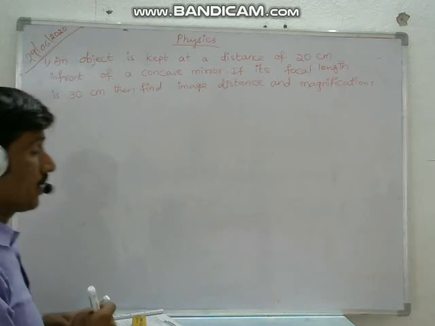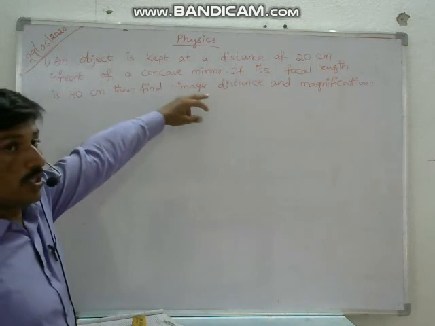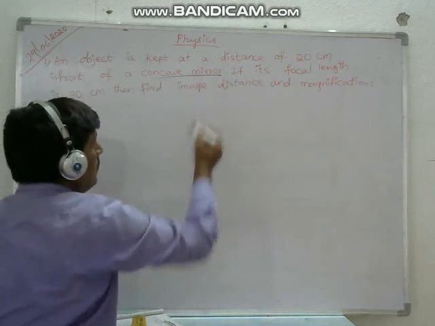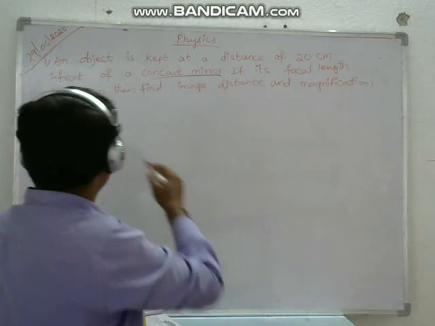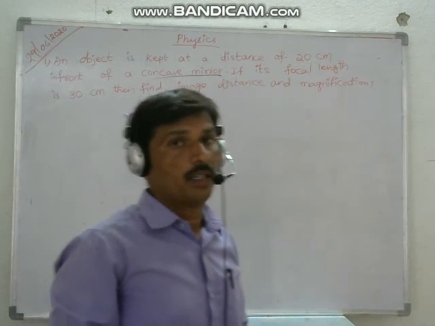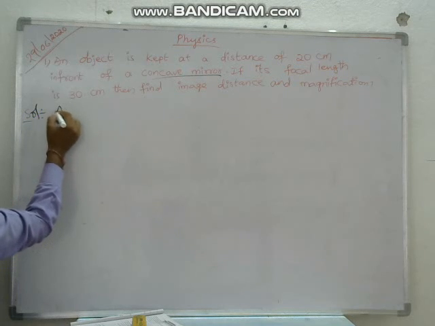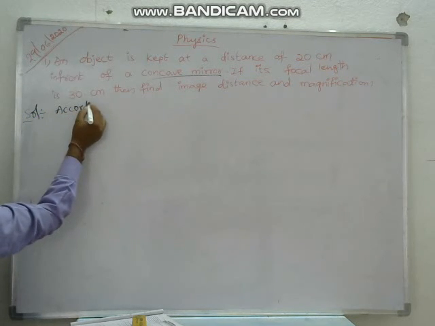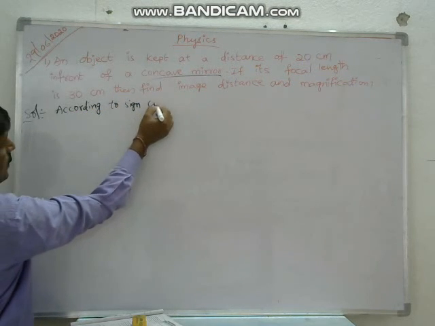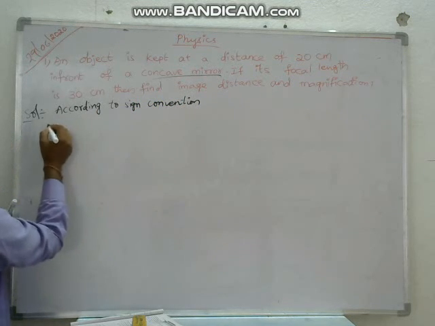See here, an object is kept at a distance of 20 centimeter in front of a concave mirror. It is a concave mirror. If its focal length is 30 centimeter, then find the image distance and magnification. Okay, first write the given information according to the sign convention. According to sign convention, it is a concave mirror.